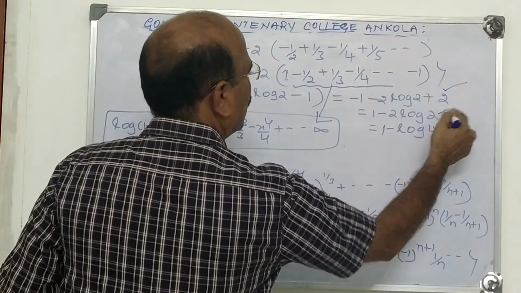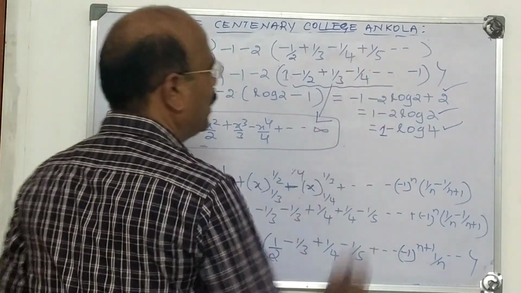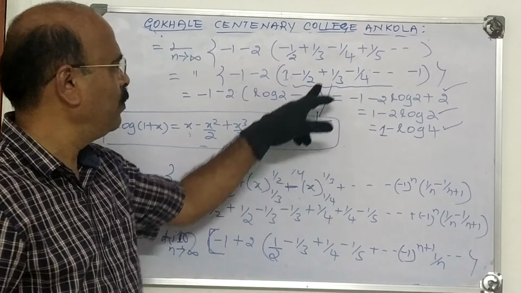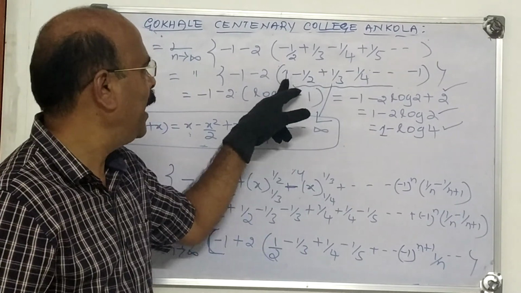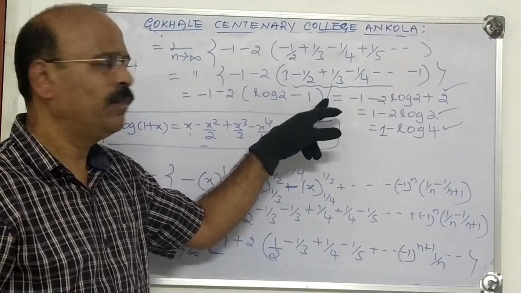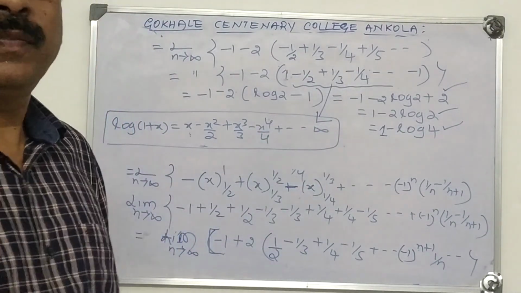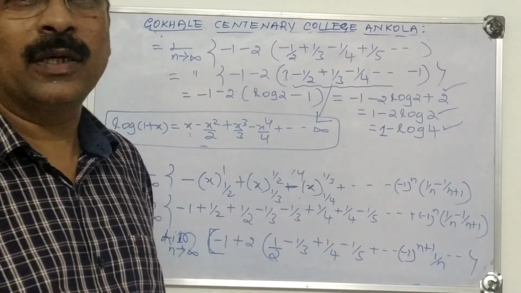Simplifying, we get this: it is 1 minus log 4. You go through this. Next is only simplification here. The important thing is the log 1 plus x form, and adding 1 and subtracting 1 is important. I think this is clear. I conclude here, and in the next video I will consider the next topic. Yes, thank you.